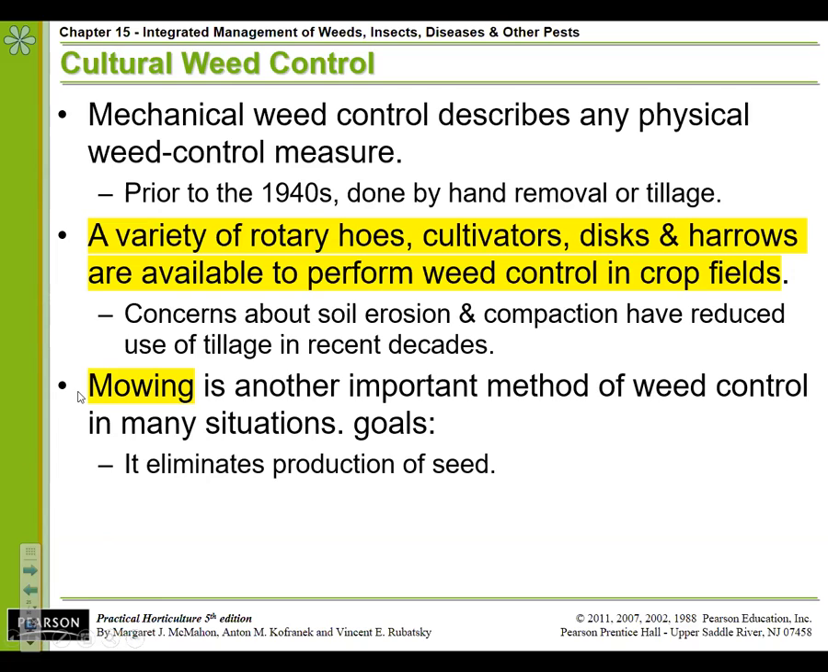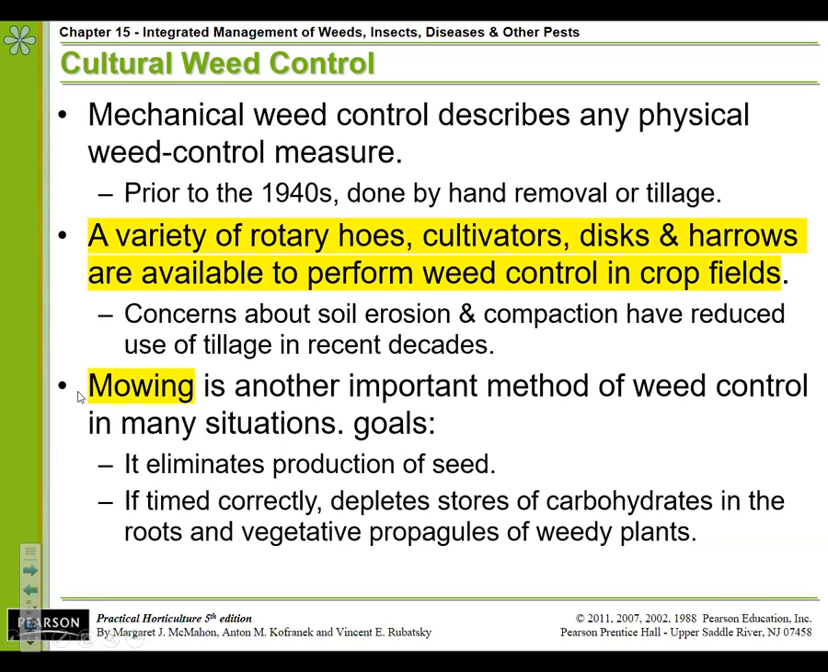In this case, we're not removing the weeds per se, but as they're bringing the nutrients to the top, we cut them and put them back down on the ground. We're kind of making a mulch, and we're also eliminating the production of seed. And if we're doing it at the right time, we're depleting their storage of particular nutrients and their ability to continue to grow.